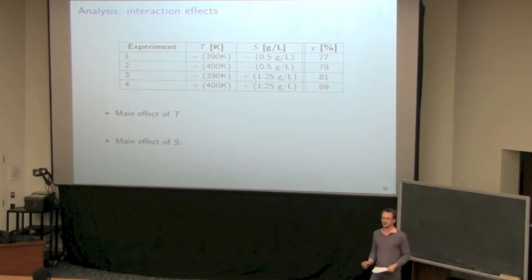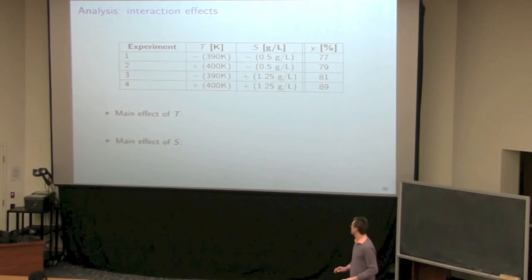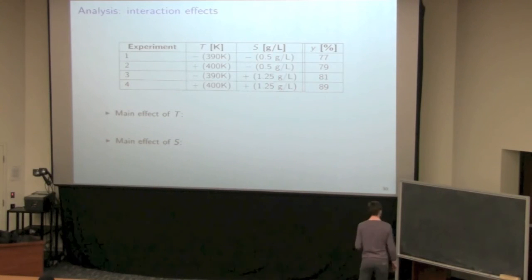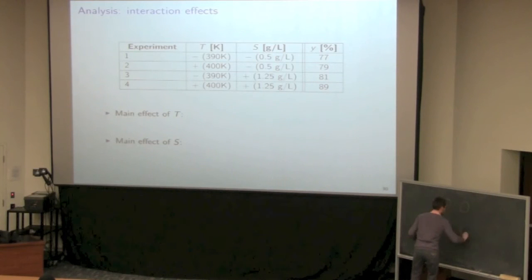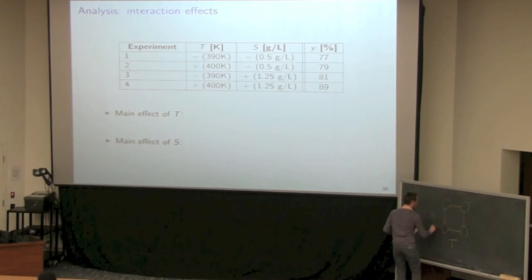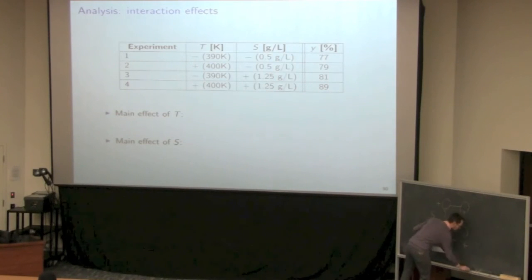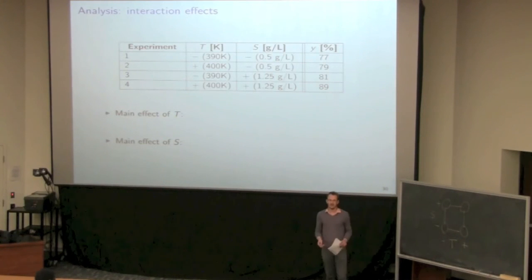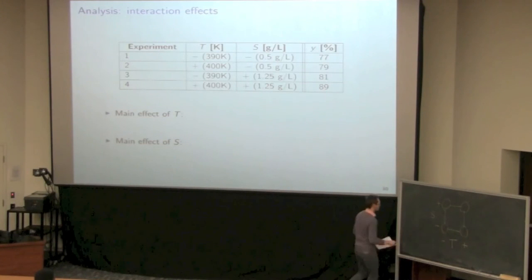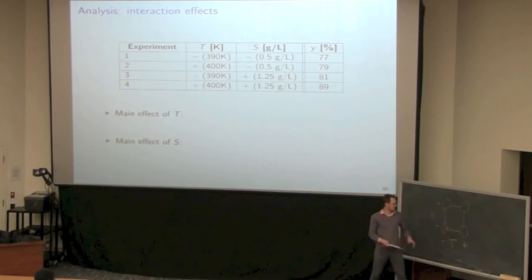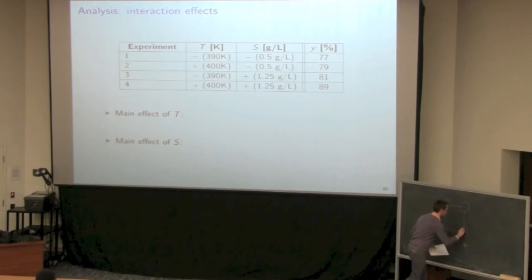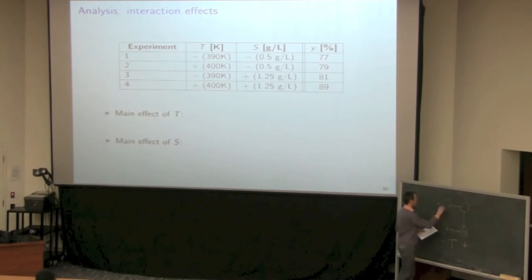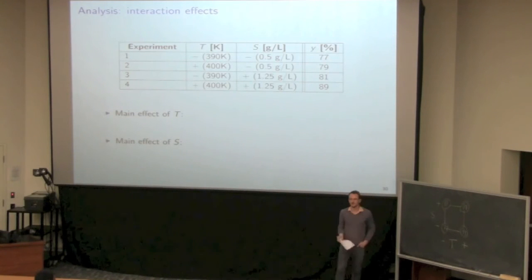The first step is always to draw the cube plot. That's got to be absolutely the first step in every case. Goes in the bottom left corner, 77. The next one over here, 59. Top left, 81. And then 89. Okay, so there's a reason for the standard order. It follows that pattern through the cube plot.